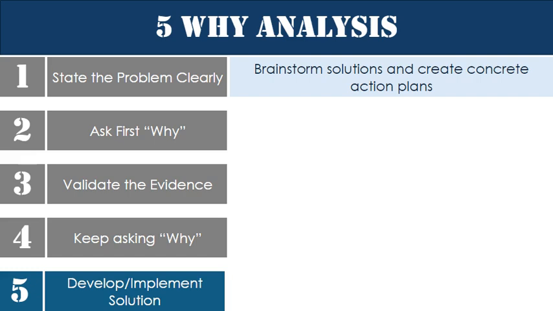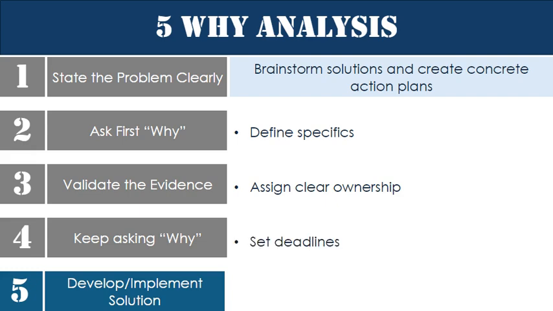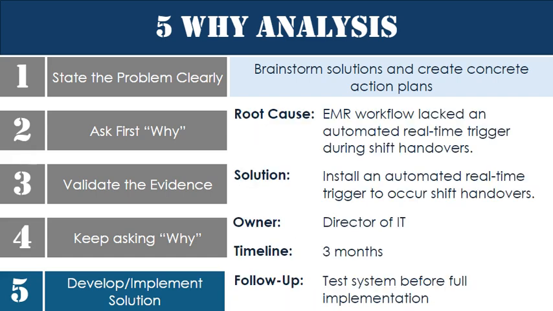Create concrete action plans. Define specifics. When requirements change, who gets notified? Who adjusts timelines? How are changes communicated? Assign clear ownership. One person accountable for implementation. Set deadlines. Implement by a specific date. And schedule follow-ups. Review in 30 to 60 days to verify it worked.